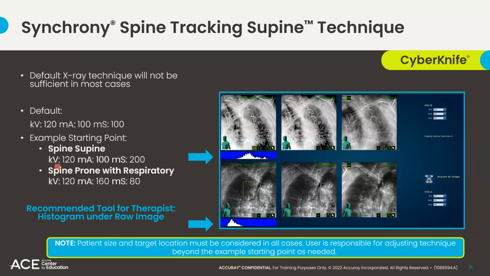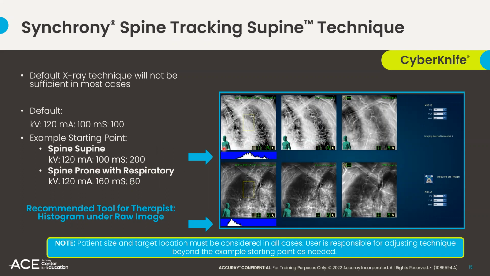Something to consider if your patient is laying prone, their spine is now subject to the respiratory motion. So we might consider 120 kV, 160 MA, and then decreasing the MS to 80. For spine tracking, the therapist is not provided a brightness value anymore. Instead, the recommended tool for evaluating image quality is this histogram underneath your live image.